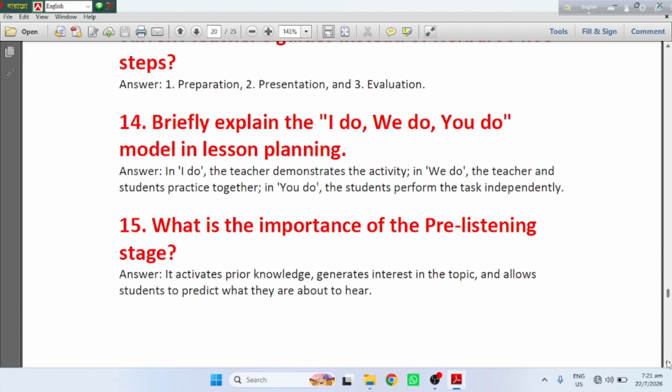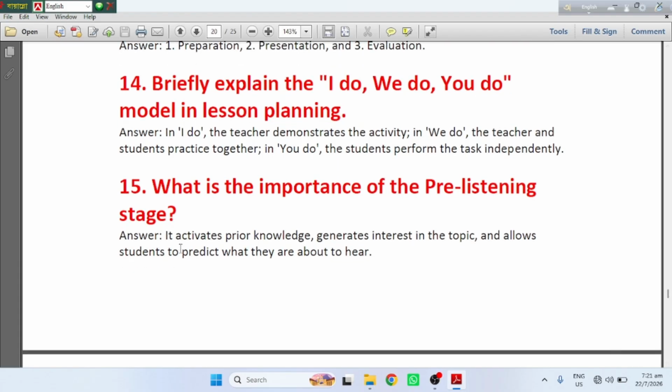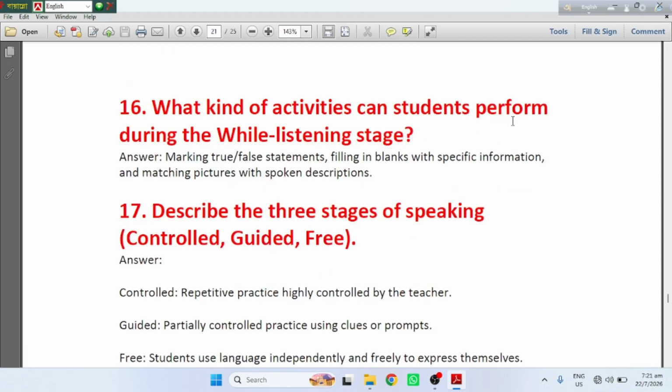What is the importance of the pre-listening stage? It activates prior knowledge, generates interest in the topic, and allows students to predict what they are about to hear. What kind of activities can students perform during the while-listening stage? Marking true-false statements, filling in blanks with specific information, and matching pictures with spoken descriptions.